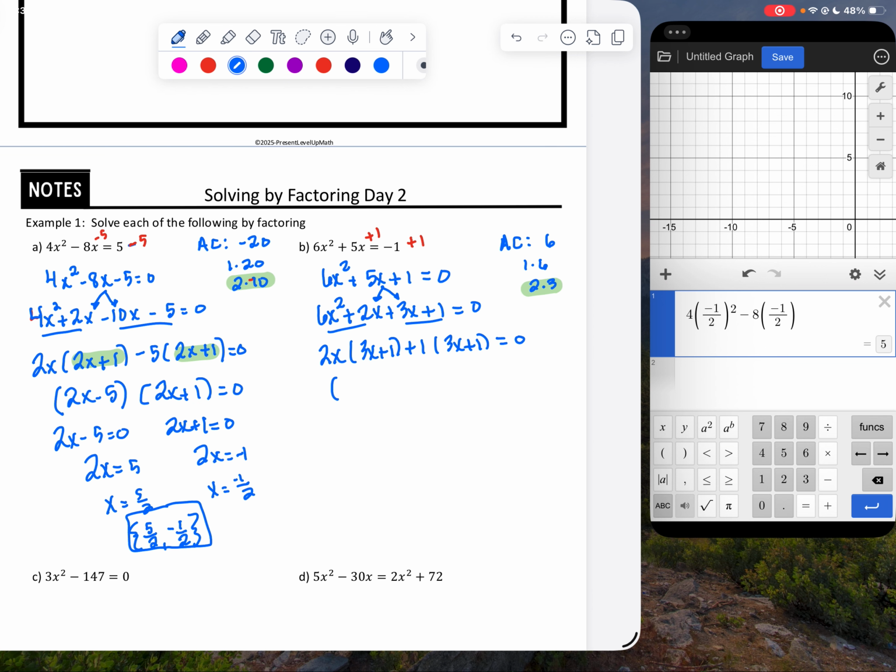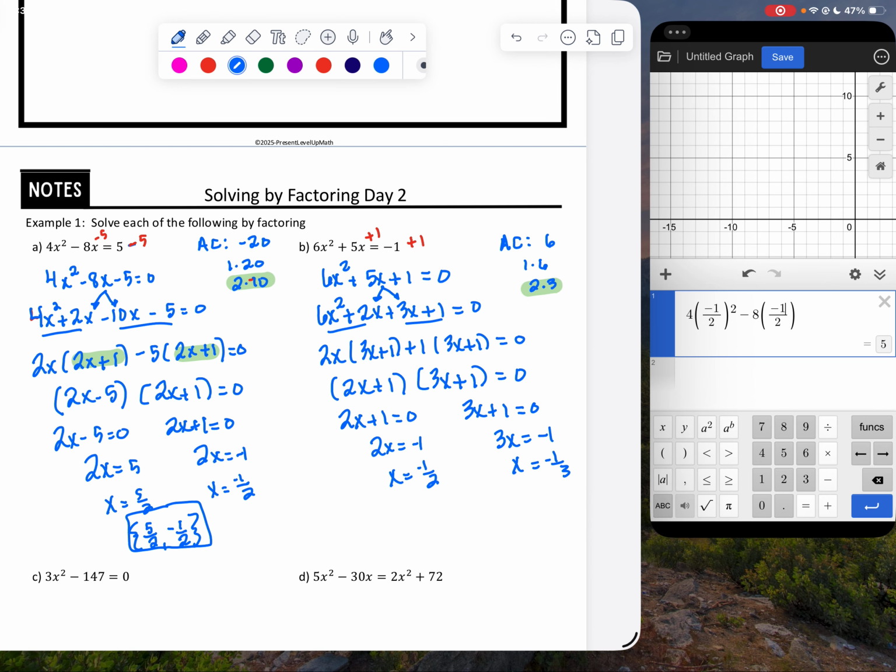Put your outsiders together as your first linear factor, and then one of your twinsies as your second linear factor. Now set each factor equal to 0 and solve. So 2x would equal negative 1, x would equal negative 1/2, 3x equals negative 1, and x equals negative 1/3.